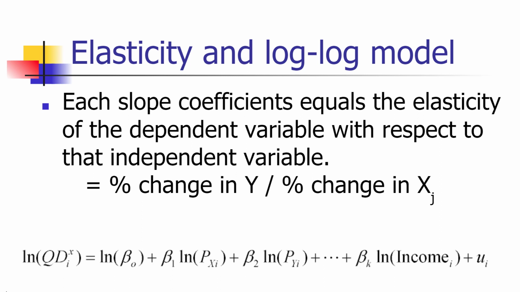The coefficient beta 2 is a measure of the cross-price elasticity between goods X and Y. It tells you what percent change in quantity of good X will occur when you change the price of good Y by 1%. And thinking back to your principles of microeconomics, if that's positive, it tells you goods X and Y are substitutes. If it's negative, it tells you that they are complements.